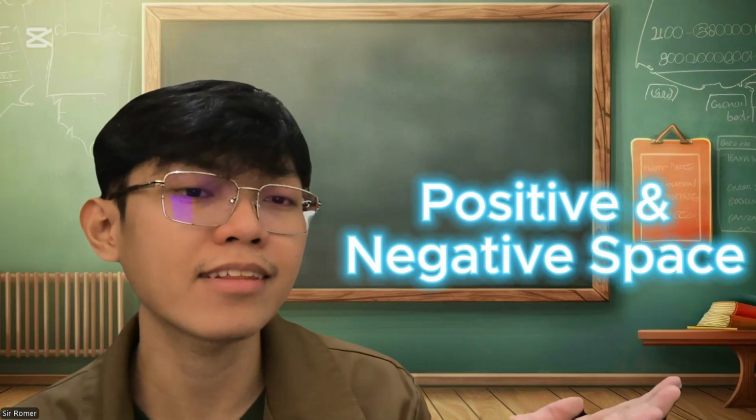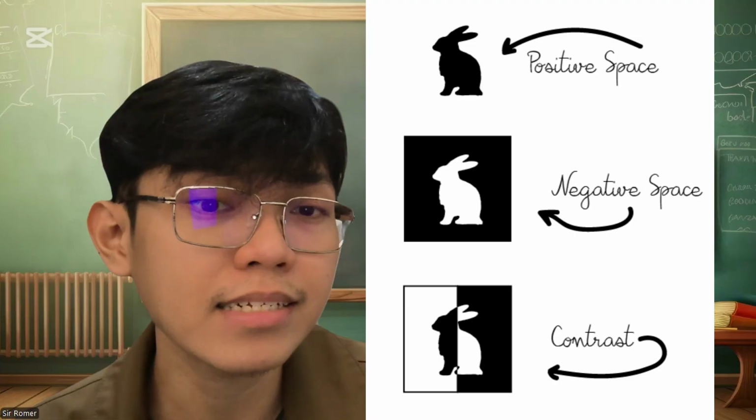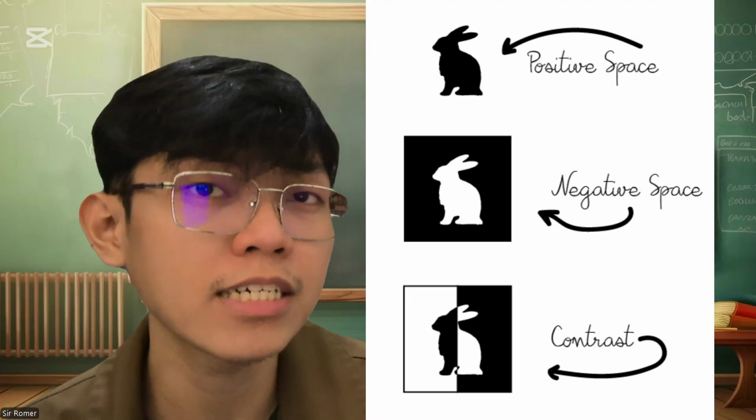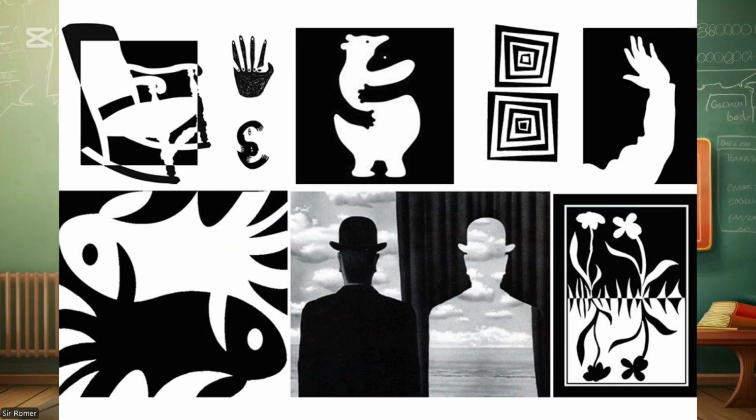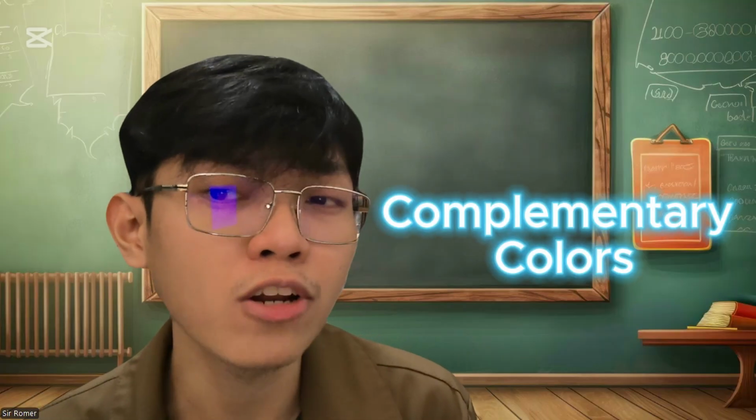Another method is using positive and negative space. The positive space is the object or subject itself, while the negative space is the background. When there's a clear distinction between the two, through shape, color, or placement, it enhances the contrast and draws attention to the subject. Let's talk about complementary colors now.